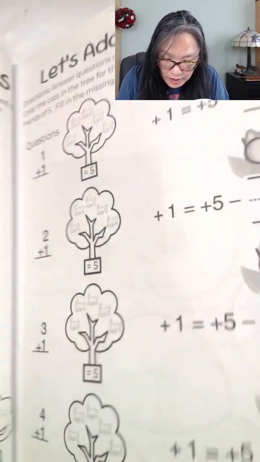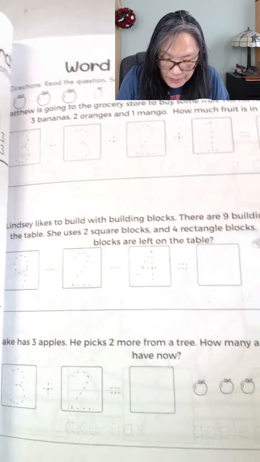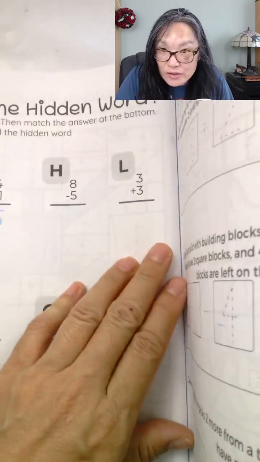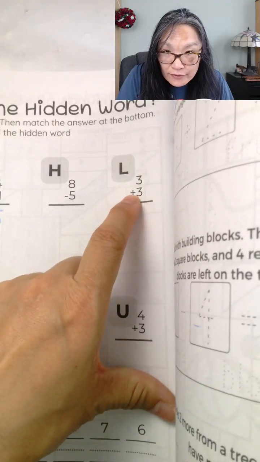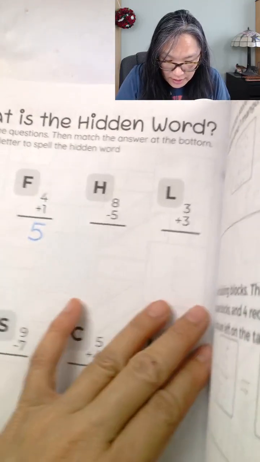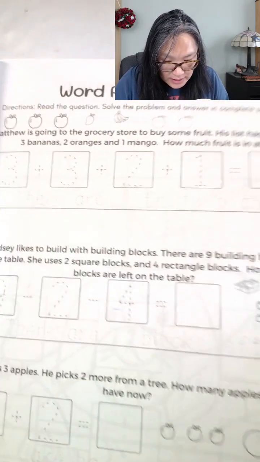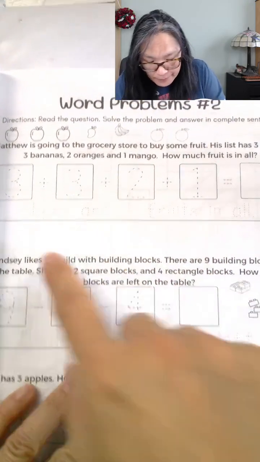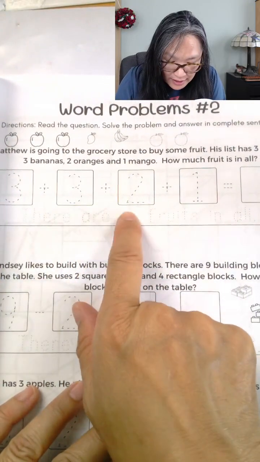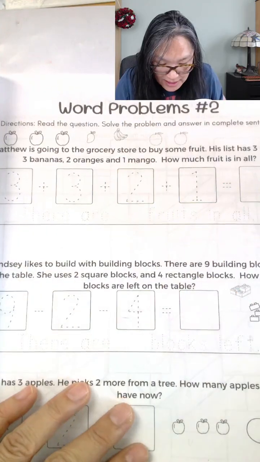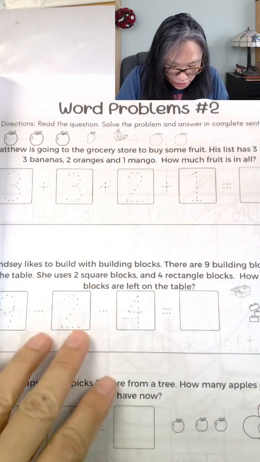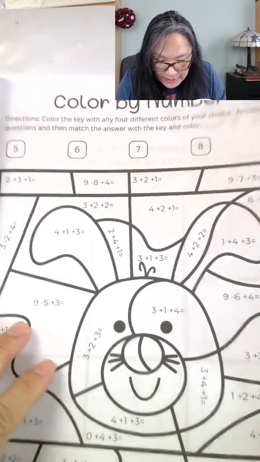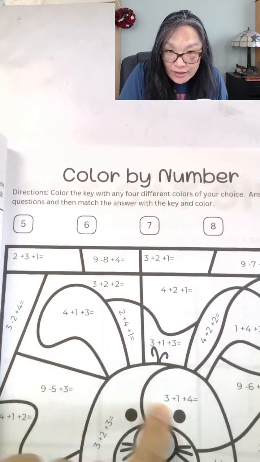So the rest of this book is all about being very specific to answering the questions of making a 5. So this is a hidden word. You answer the questions and then you find what the word is. This one is word problems because I was thinking that these were for kids, and so they might need some help with writing their answers and tracing the numbers. This is the example page, right? And then I have a color by number where they have to answer the question.